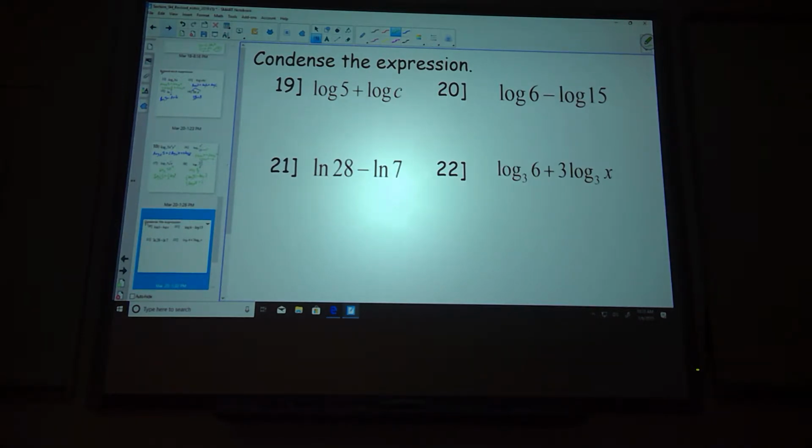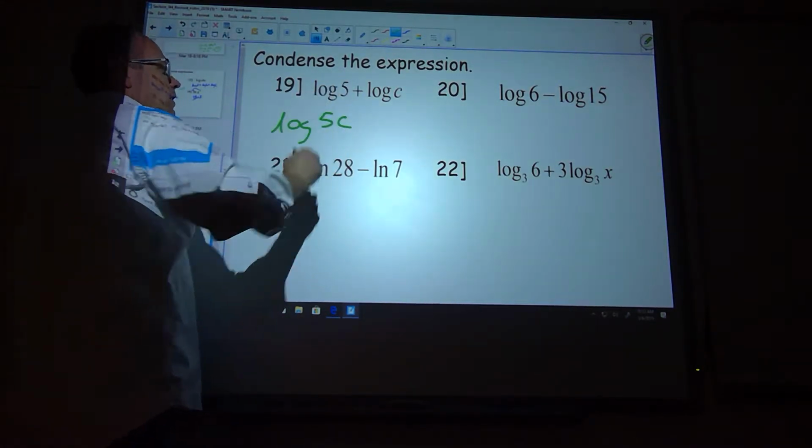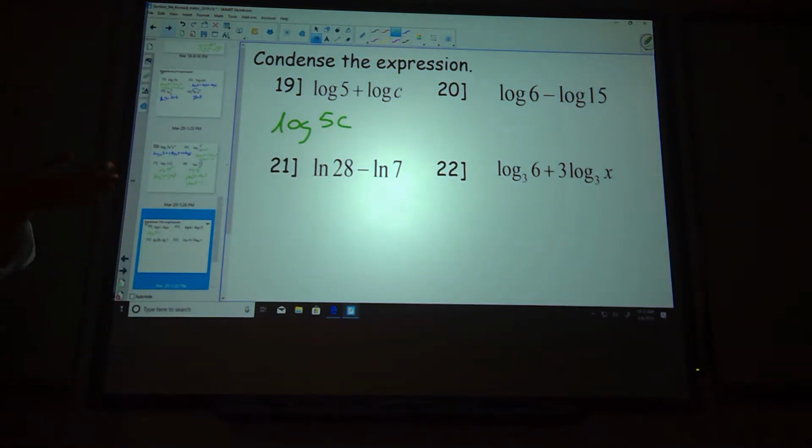So then, if we can expand them, we can also condense them. So if you have a plus sign, that means you're multiplying. If there's a subtraction sign, it becomes a fraction, and make sure you reduce the fraction. So the first one is just going to become log of 5c. Done. Condenses nicely.